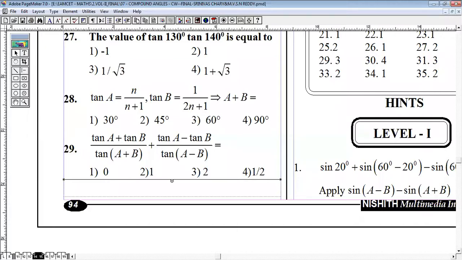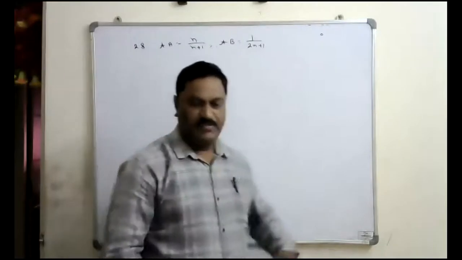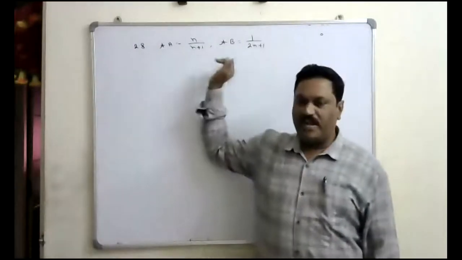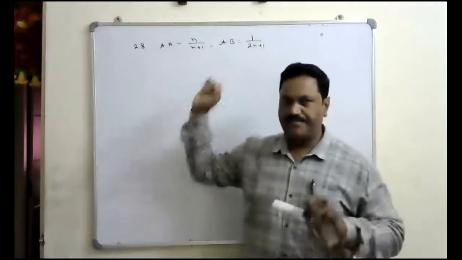It is given that tan A is equal to n upon n plus 1, and tan B is equal to 1 upon 2n plus 1. Then what is the angle A plus B? That angle was given as a constant angle, right? So A plus B, we have to find it. Here the values of tan A and tan B were given in terms of n.